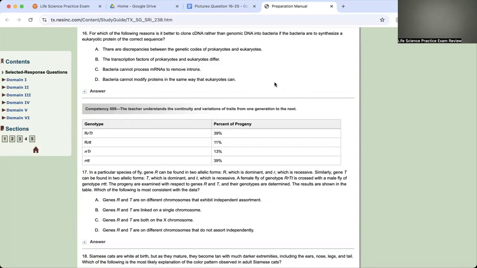For which of the following reasons is it better to clone cDNA rather than genomic DNA into bacteria if the bacteria are to synthesize a eukaryotic protein of the correct sequence? A, the discrepancies between the genetic code of prokaryotes and eukaryotes. B, transcription factors for prokaryotes and eukaryotes differ. C, bacteria cannot process mRNA to remove introns. Or D, bacteria cannot modify proteins in the same way that eukaryotes can.